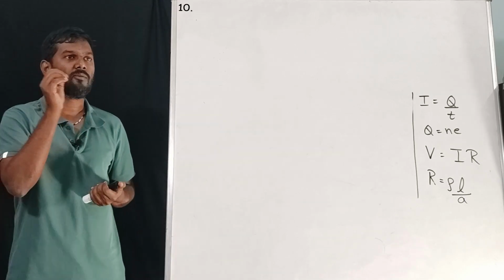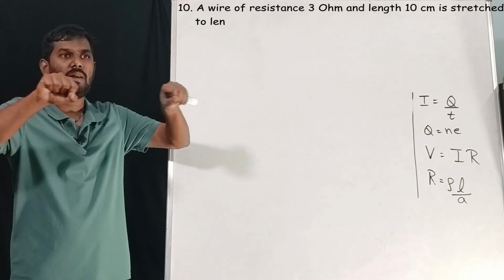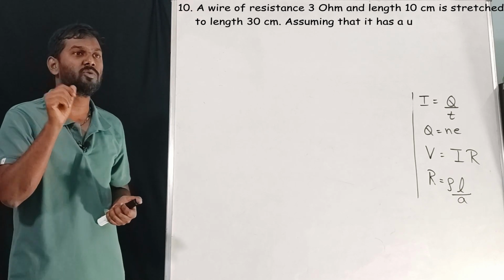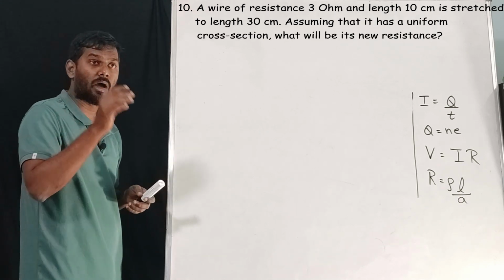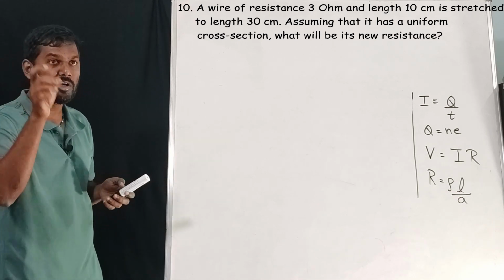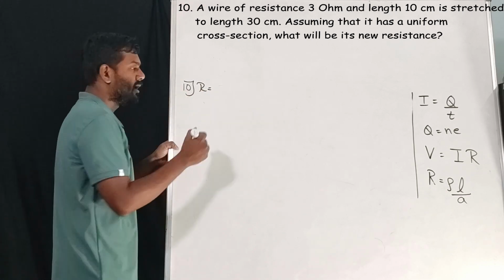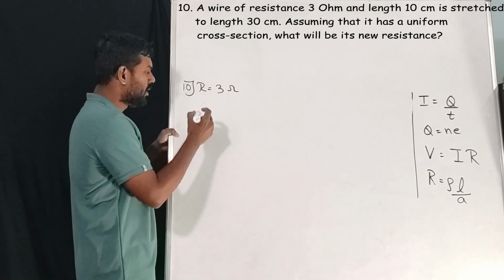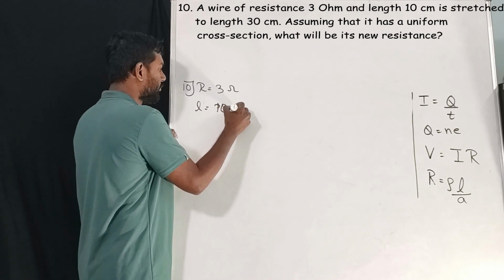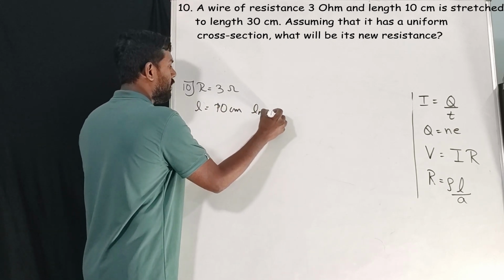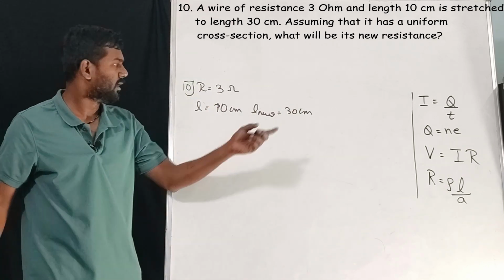Question number 10. A wire of resistance 3 ohm and length 10 centimeter is stretched to length 30 centimeter. Assuming it has uniform cross section, what will be the new resistance? Very important question. Compared to the previous question, there is one change, you need to understand that. Present resistance is 3 ohm, present length is 10 centimeter, new length is 30 centimeter.